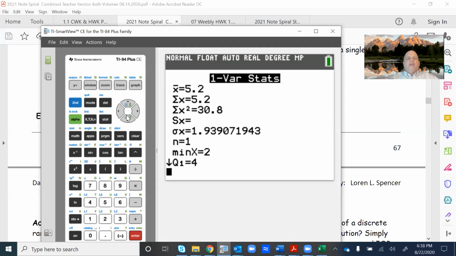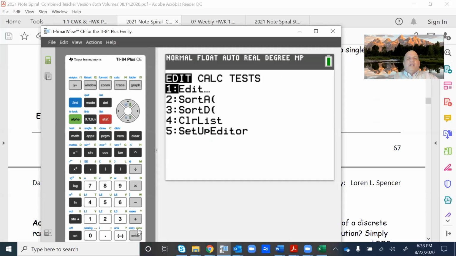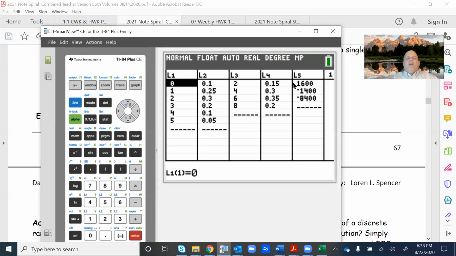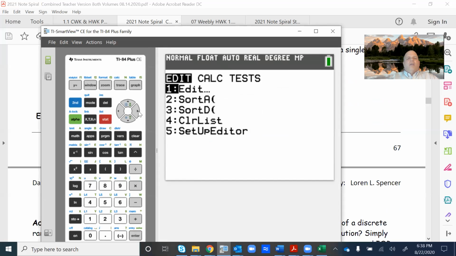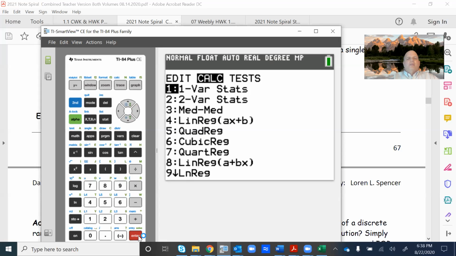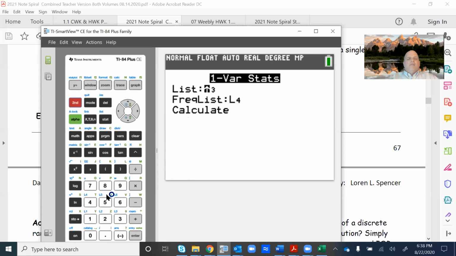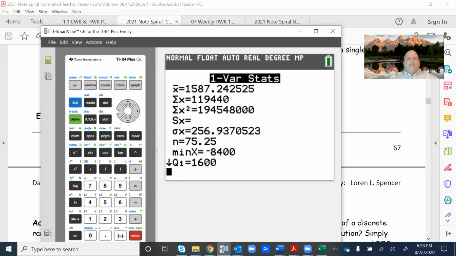We can go ahead and enter those into the calculator. Now, stat edit, in my case, I have those in L5, and you can't see it, but I also have it in L6. So stat, calc, one variable statistics, second 5, enter, second 6, enter, and calculate.